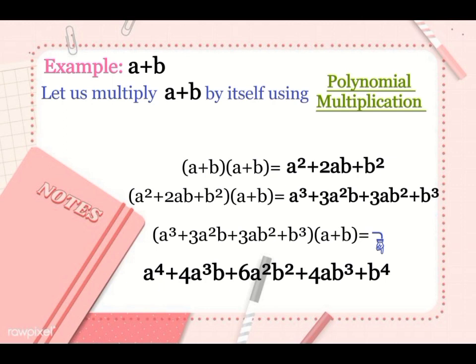Now, take that result and multiply by a plus b again. That's a squared plus 2ab plus b squared times a plus b equals a cubed plus 3a squared b plus 3ab squared plus b cubed. And again, a cubed plus 3a squared b plus 3ab squared plus b cubed times a plus b equals a to the power of 4 plus 4a cubed b plus 6a squared b squared plus 4ab cubed plus b to the power of 4.